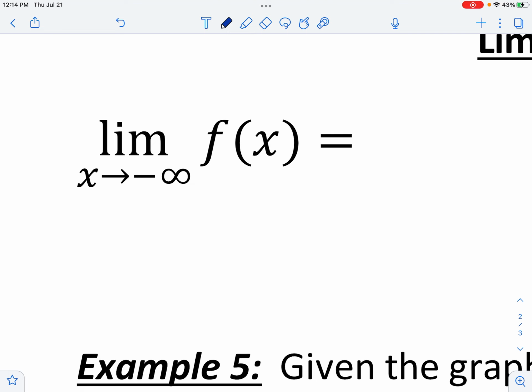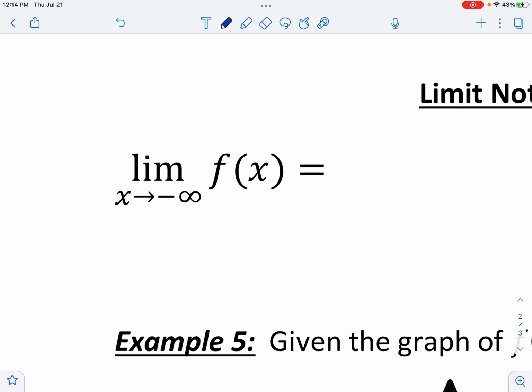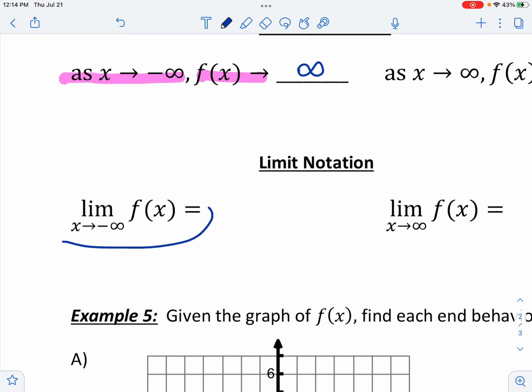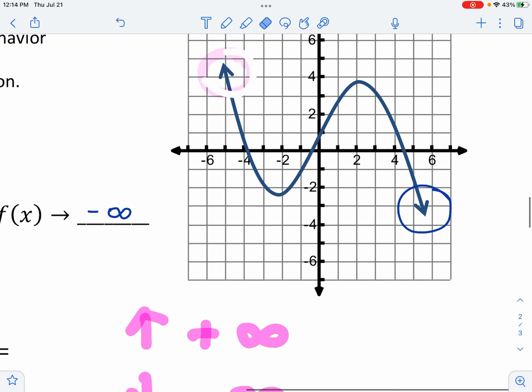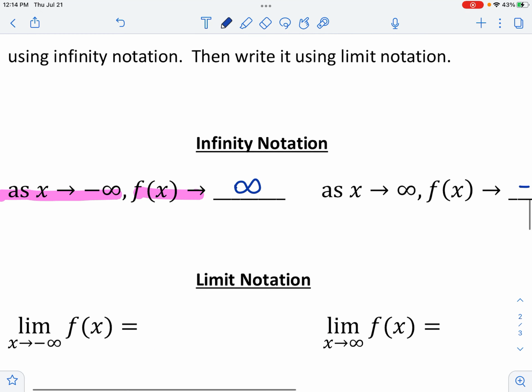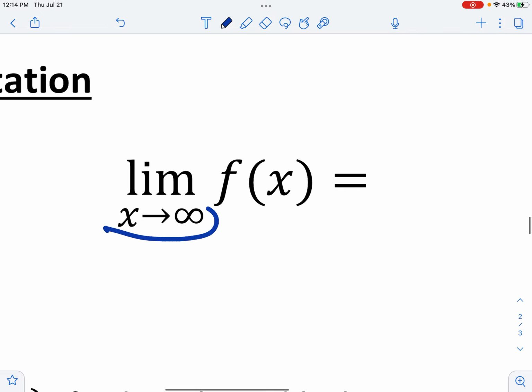So this says the limit as x approaches negative infinity of the function f of x, what's happening here. So it's saying as your x values are getting smaller, what's happening to your y values. And it's just a notation, okay? So as our x values are getting smaller, our y values are getting bigger. I erased it instead of circling it, but that's fine. So that's positive infinity.